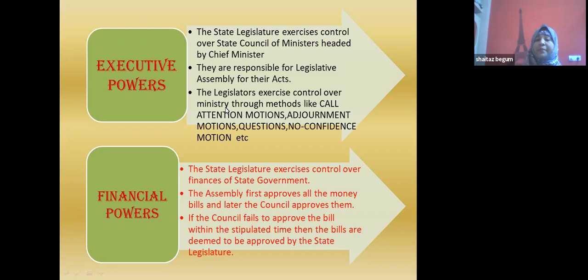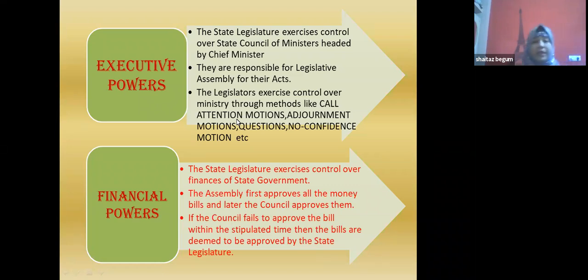The legislative assembly exercises control over ministers using some constitutional methods like call attention motions, adjournment motions, questions, or no confidence motions. These are some constitutional methods which can be used by the legislatures to exercise control over the ministry. What is call attention motion? In a call attention motion, with prior permission from the speaker of that house, a member asks questions to a minister on a matter which requires public attention or is of urgent concern, a matter of public importance.